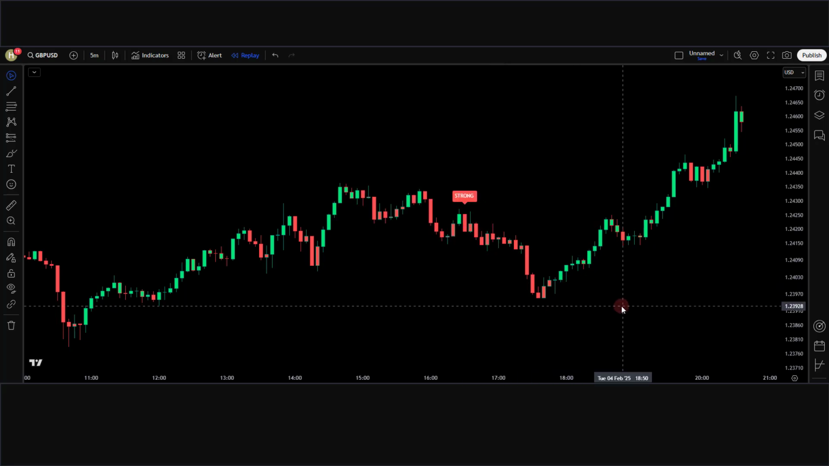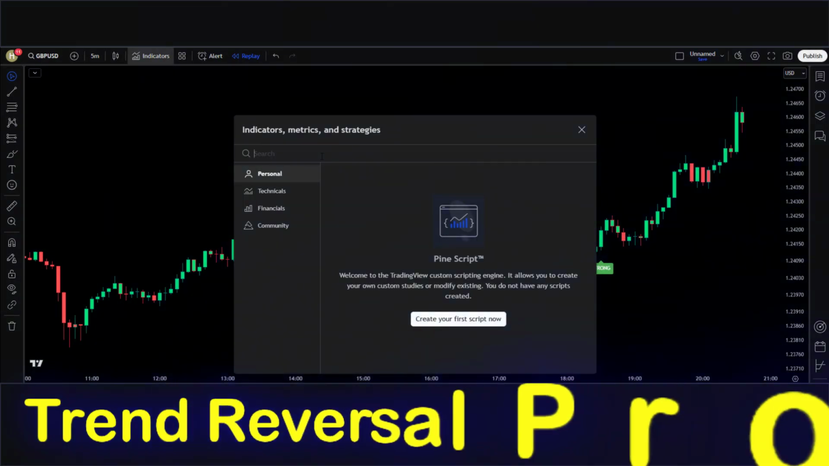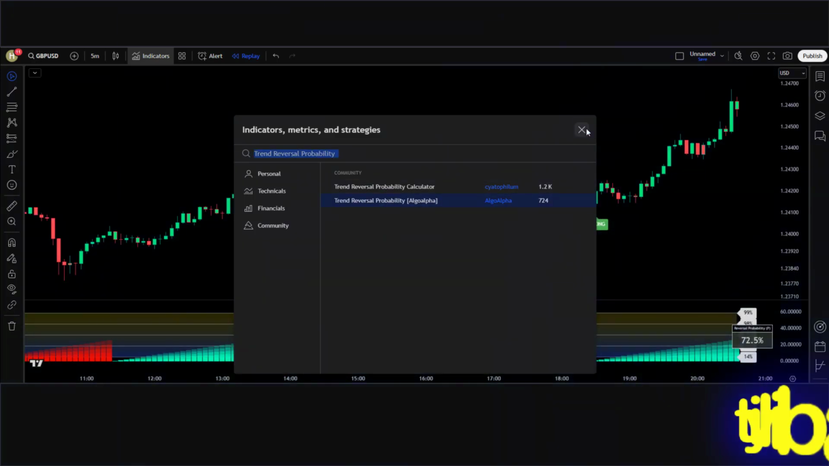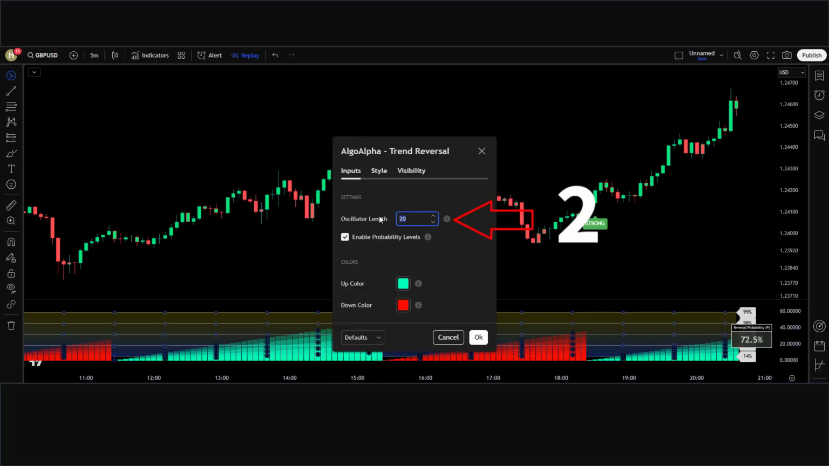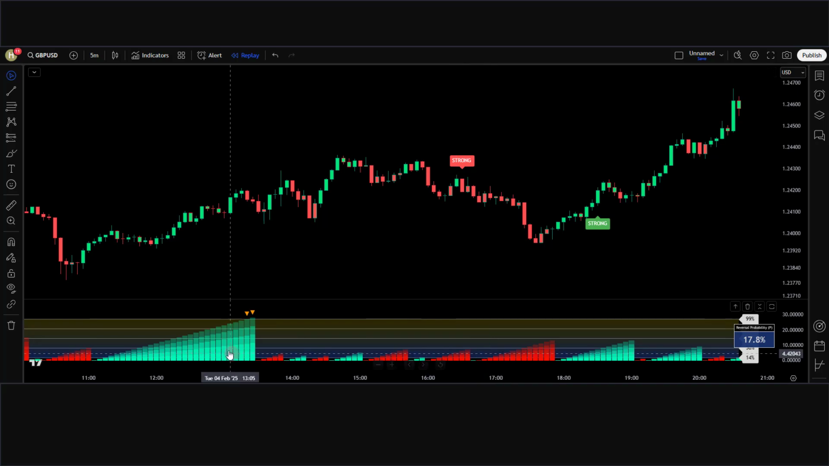After that we have to apply another indicator on the chart. The second indicator name is trend reversal probability. Let's change the settings of the indicator. Oscillator length 2. Now our trading setup is completely ready.